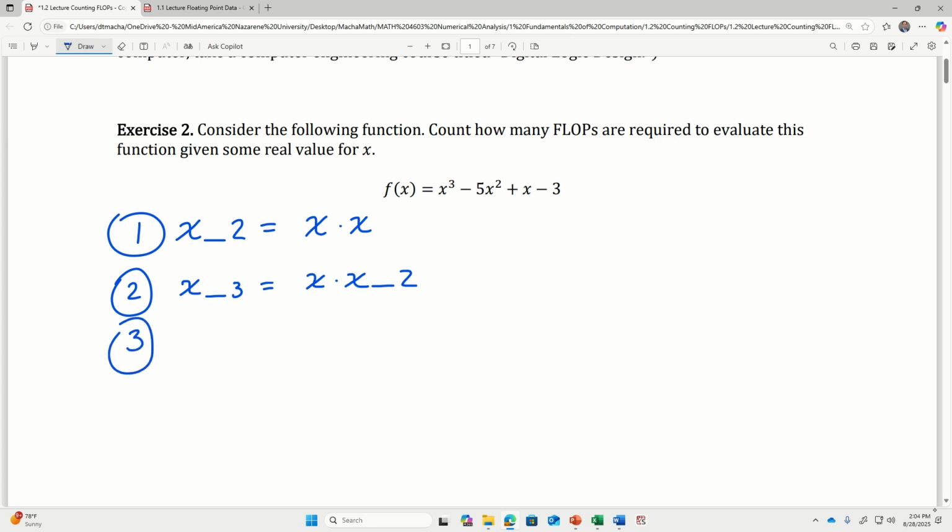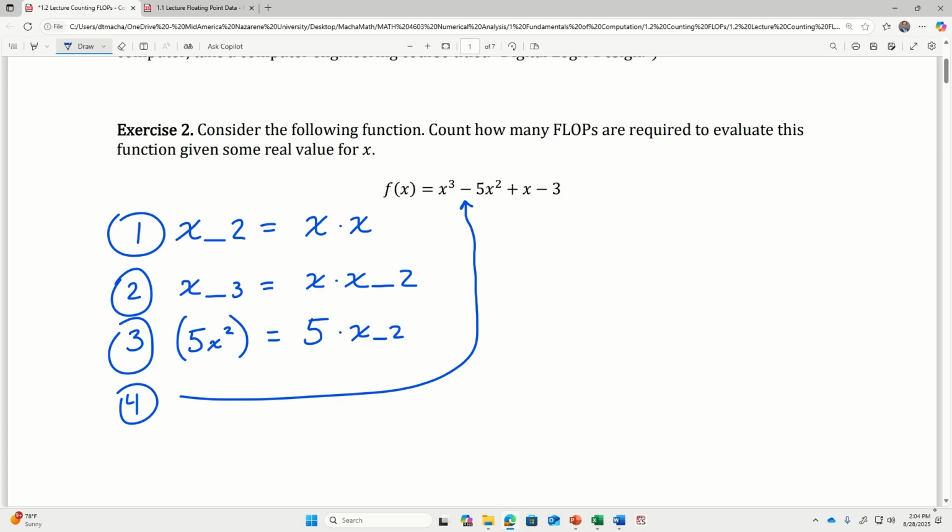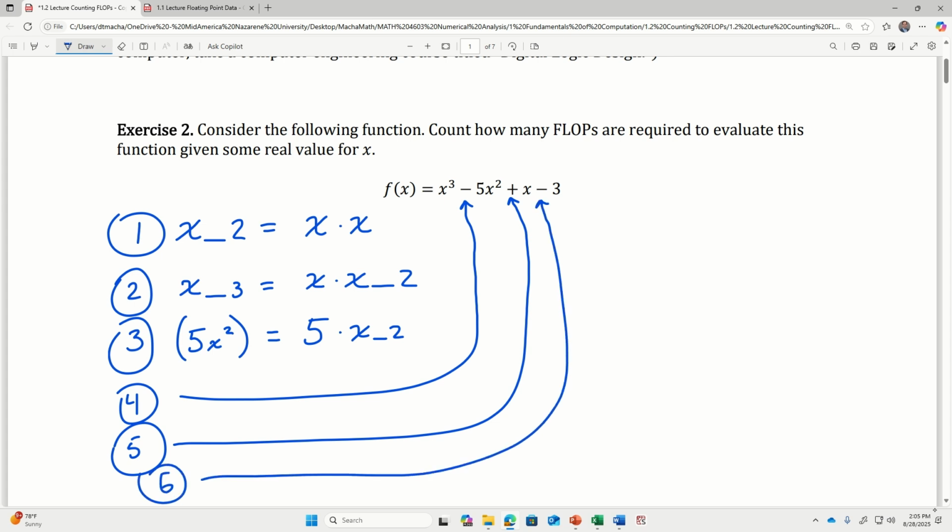The third flop that I need is I've got to find out what is 5x squared. And I can do that by multiplying 5 times x squared. The fourth flop is going to be subtracting. The fifth flop is going to be adding. And the sixth flop is going to be subtracting.